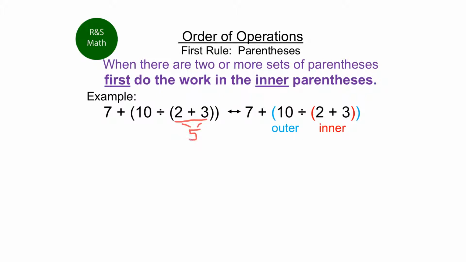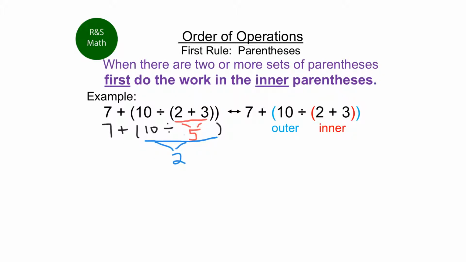2 plus 3 equals 5. Then we'll rewrite the entire expression beginning at the 7. 7 plus, open parentheses, 10 divided by, we already have the 5, and now we close the outer parentheses. Next we see there is only one set of parentheses left, so we do the work in it. 10 divided by 5 equals 2.